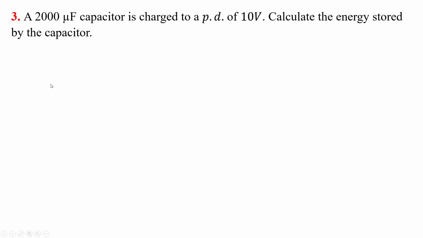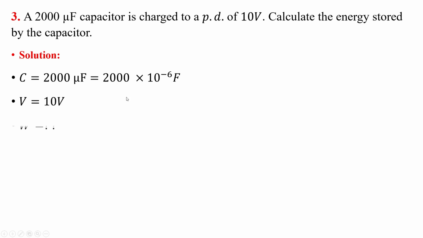Let's do some questions. Question number 3. A 2000 microfarad capacitor is charged to a potential difference of 10 volt. Calculate the energy stored by the capacitor. So here you need to find the energy stored. Capacitance is given, that is 2000 microfarad, 2000 into 10 raised to power minus 6 farad, and voltage is 10 volt. We need to find the work done, the energy stored.